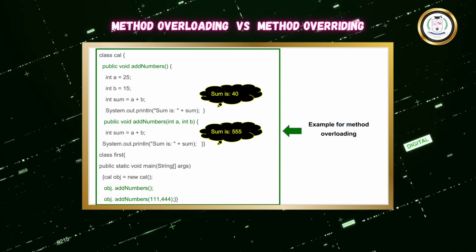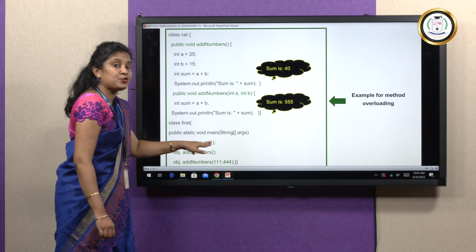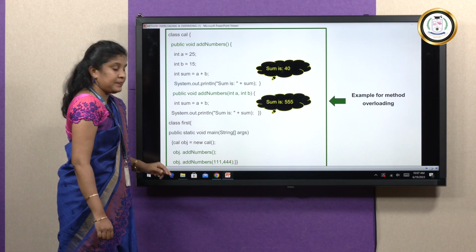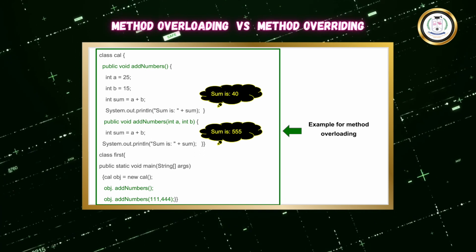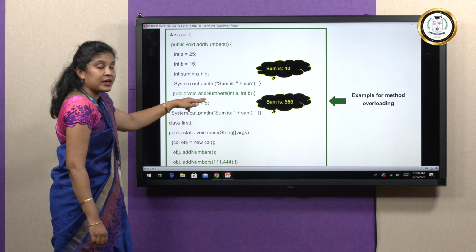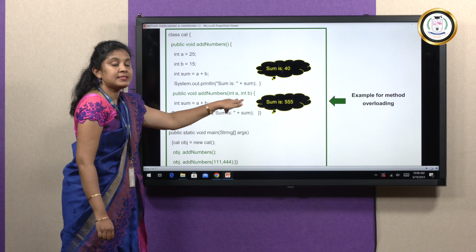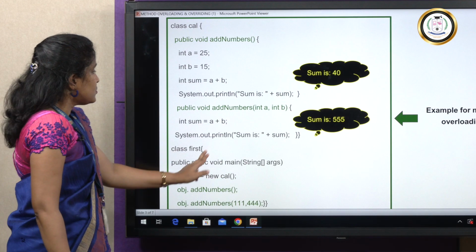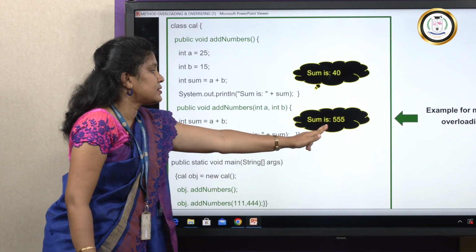So obj dot add numbers, within brackets I don't have anything. It means that I am trying to call the add numbers function which does not have any parameter. Then in the next line I have add numbers with two parameters being passed, which means I am going to call the same add numbers name, but the function which takes two parameters as input is going to be called for this second call. So I will get an output like sum is 40 and sum is 555.